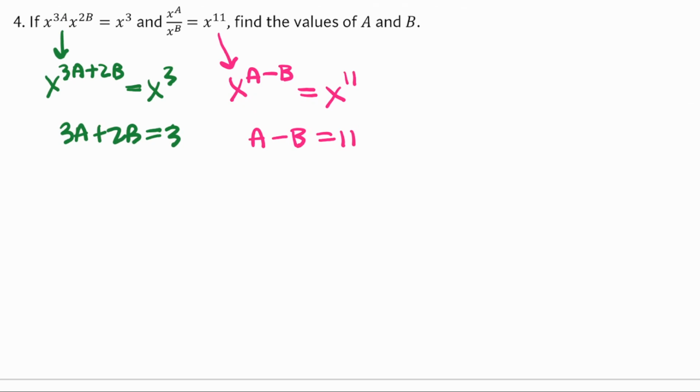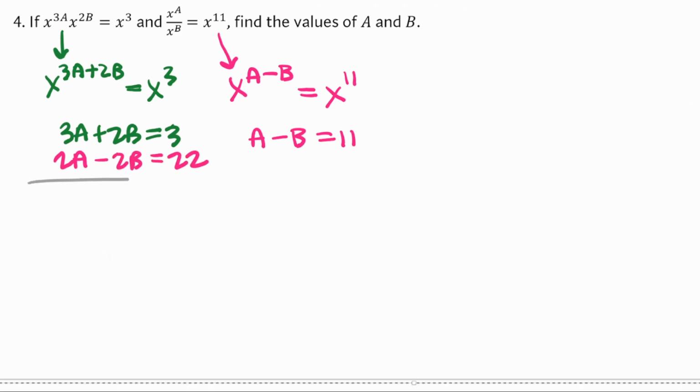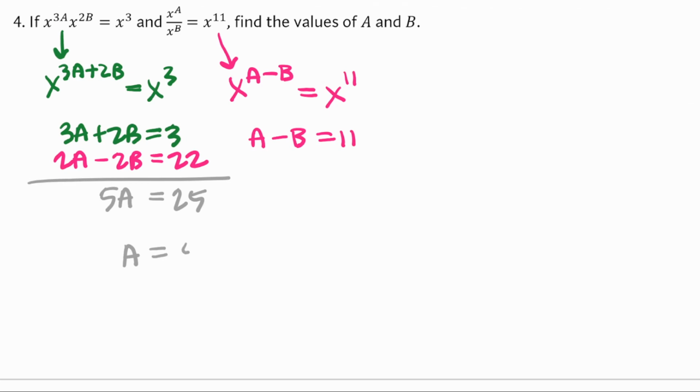I'm thinking, kind of like on the other version of this quiz, I'm going to multiply the equation in pink by 2 to set up for elimination. So it would be 2a minus 2b equals 22. I'll add these together. I'll get 5a equals 25. That would tell me that a would need to equal 5. And then a minus b equals 11, so I feel like b would need to equal negative 6.